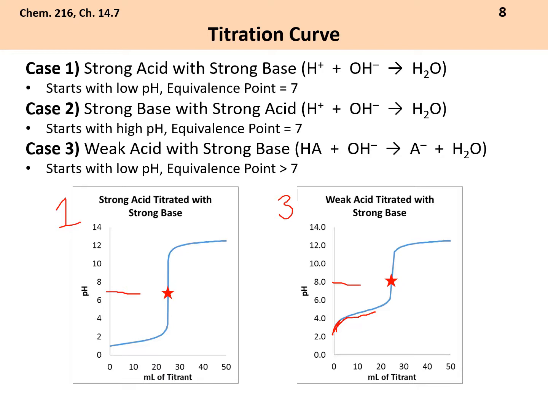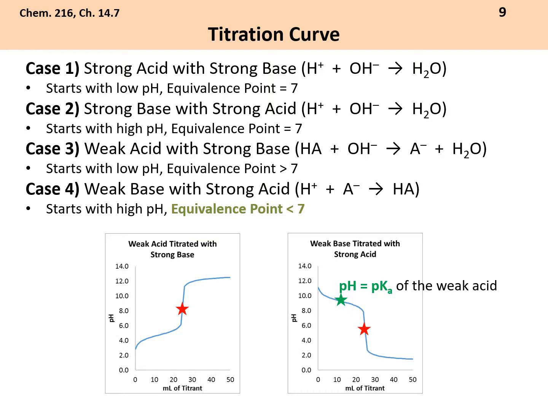What happens if I had a weak base and I add in a strong acid? Well, I get basically the mirror image of it. So this was case 3 that we just did. Case 4 is going to look like this. I'm going to start with a high pH because I'm starting off with a base. My pH is going to decrease because I'm adding in an acid. And notice I still get this buffer region. I still have my equivalence point here. And at the midpoint, my pH is going to be equal to the pKa of the weak acid.